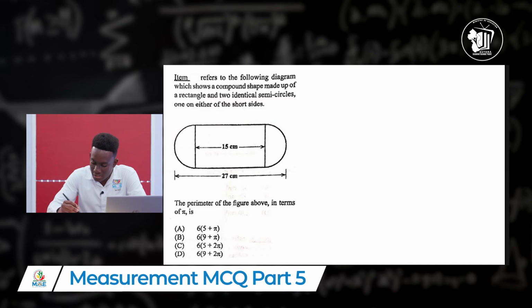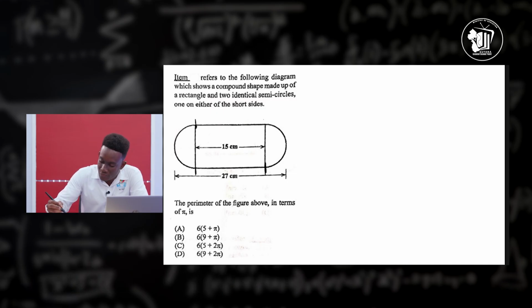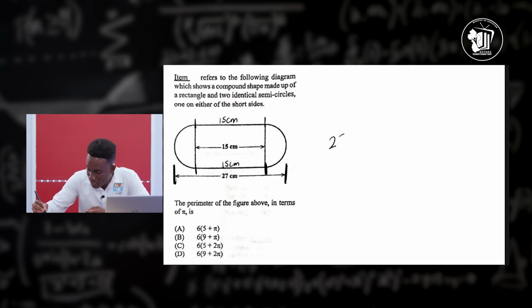So let's go. From here to here would be 15 cm, and from here to here will also be 15 cm. So all we need to do is find here. How do we find that? We know this entire thing from here to here is 27. So 27 minus 15 would give me 12. So we know these two pieces total up to 12. So this one side would be 6 and this other side is 6.